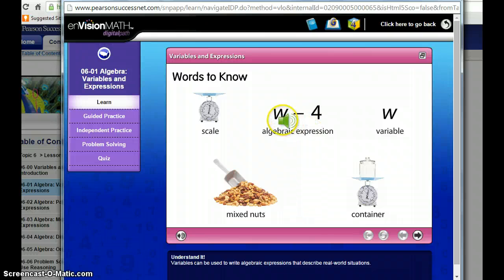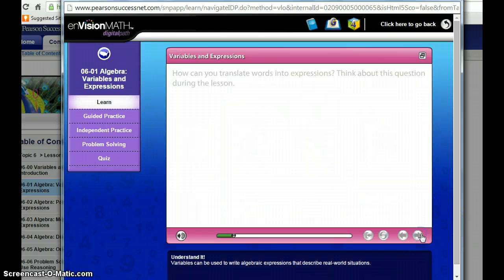It stands for a number in an expression, and you have to solve to figure out what number that variable represents. So our variable here is w. W minus 4 is an algebraic expression, so we would solve to figure out what w was. Now, we don't have enough information here to figure out what number w stands for, but you'll learn how to soon.